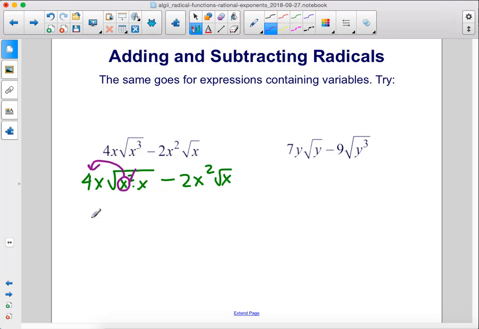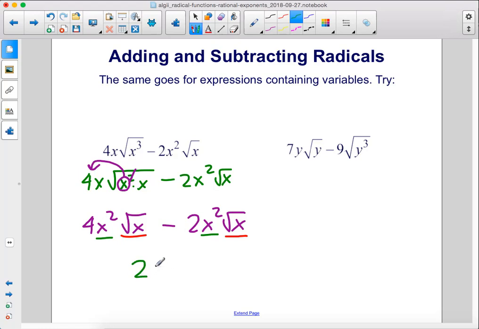This gives us 4x squared, because we're multiplying 4x times x. Then we have the square root of x left behind, minus 2x squared times the square root of x. Now look at this. We have like terms. Square root of x, square root of x. We also have x squared in both. Therefore, we can combine 4 and negative 2 to give us 2x squared times the square root of x.